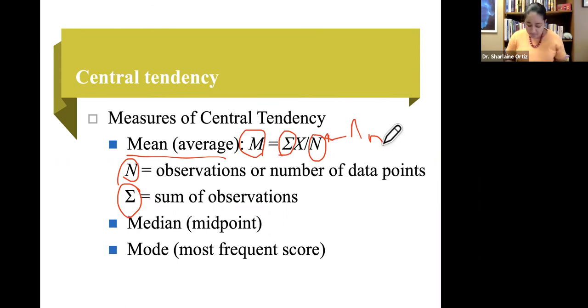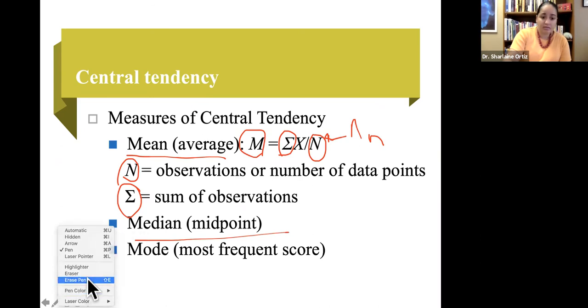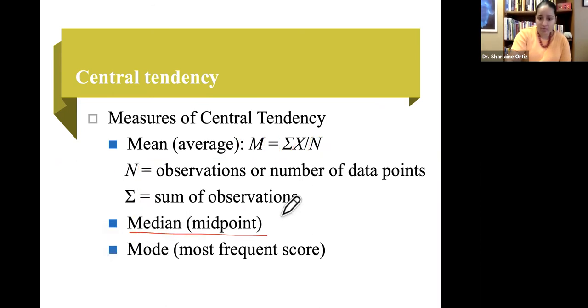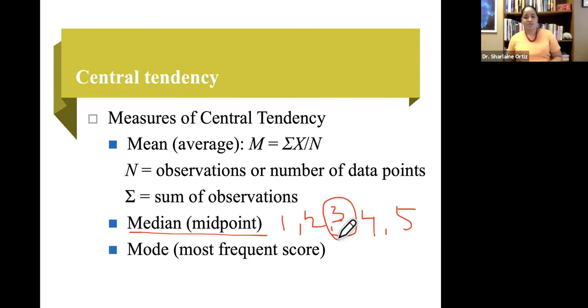Now, median, as you recall from earlier, will be that middle number when we start ranking our data, and we'll find that midpoint, right? So 1, 2, 3, 4, 5. And in this regard, notice that when they are ranked in order, our middle piece of information was the number 3.